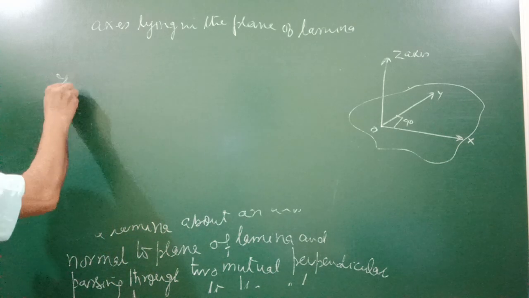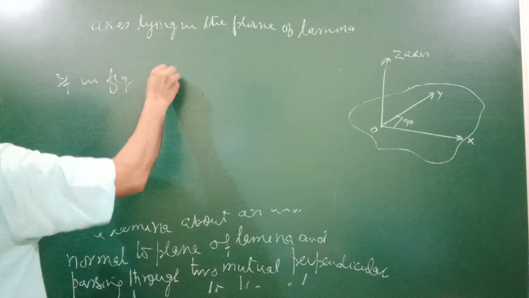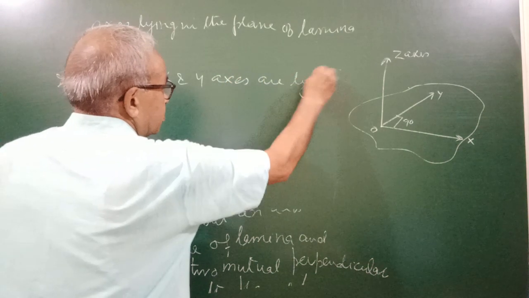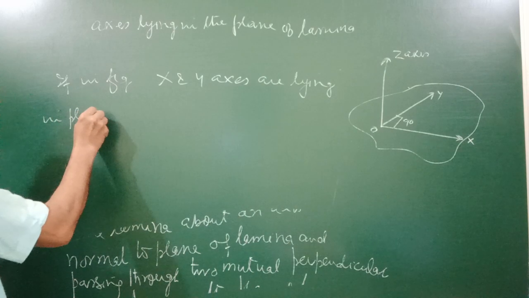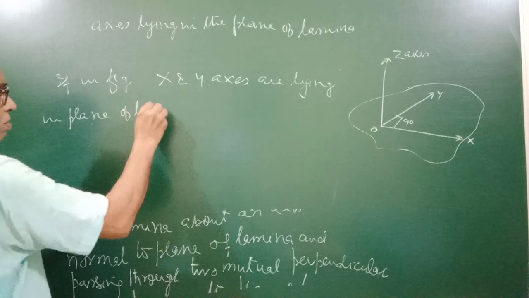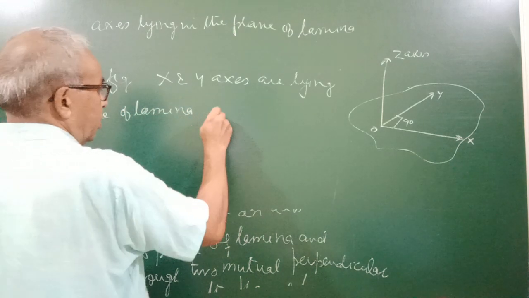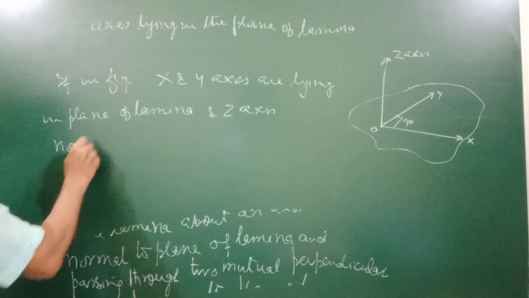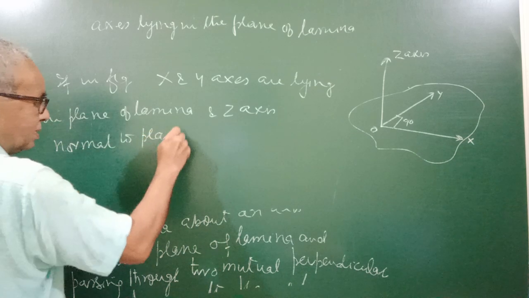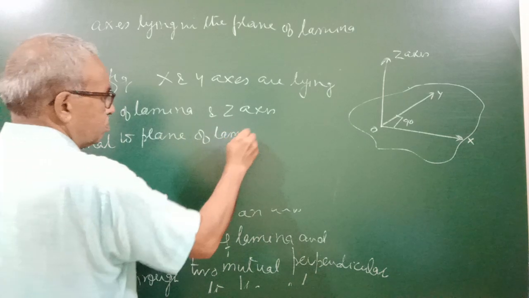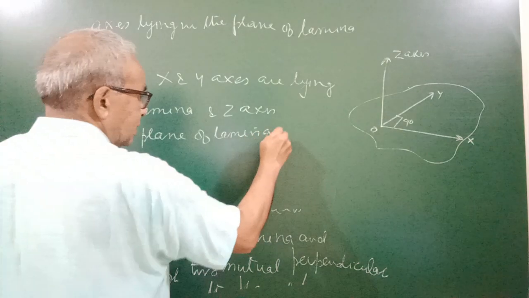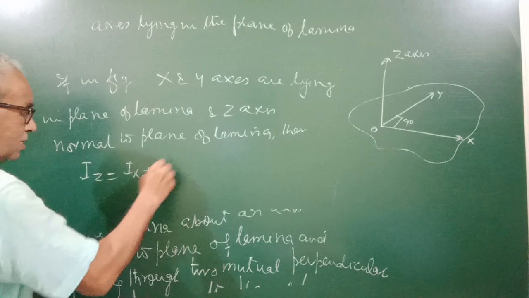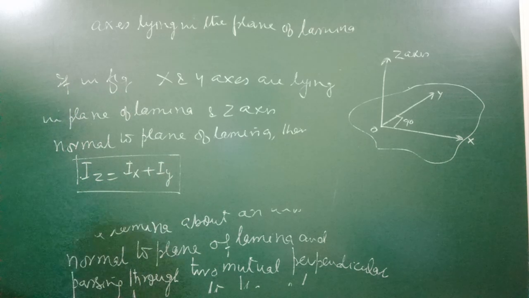If in the figure, x and y axes are lying in the plane of lamina and the z axis is normal to the plane of lamina, then Iz is equal to Ix plus Iy. I will give you questions based on this.